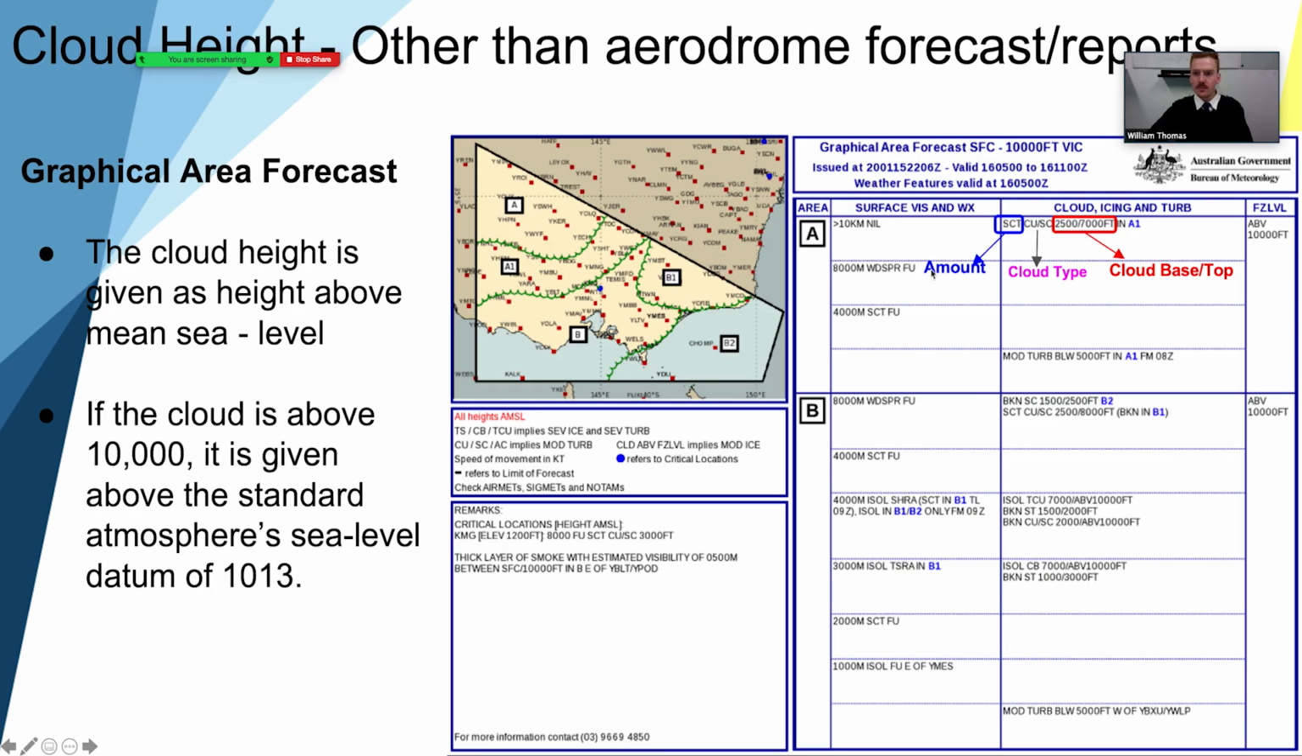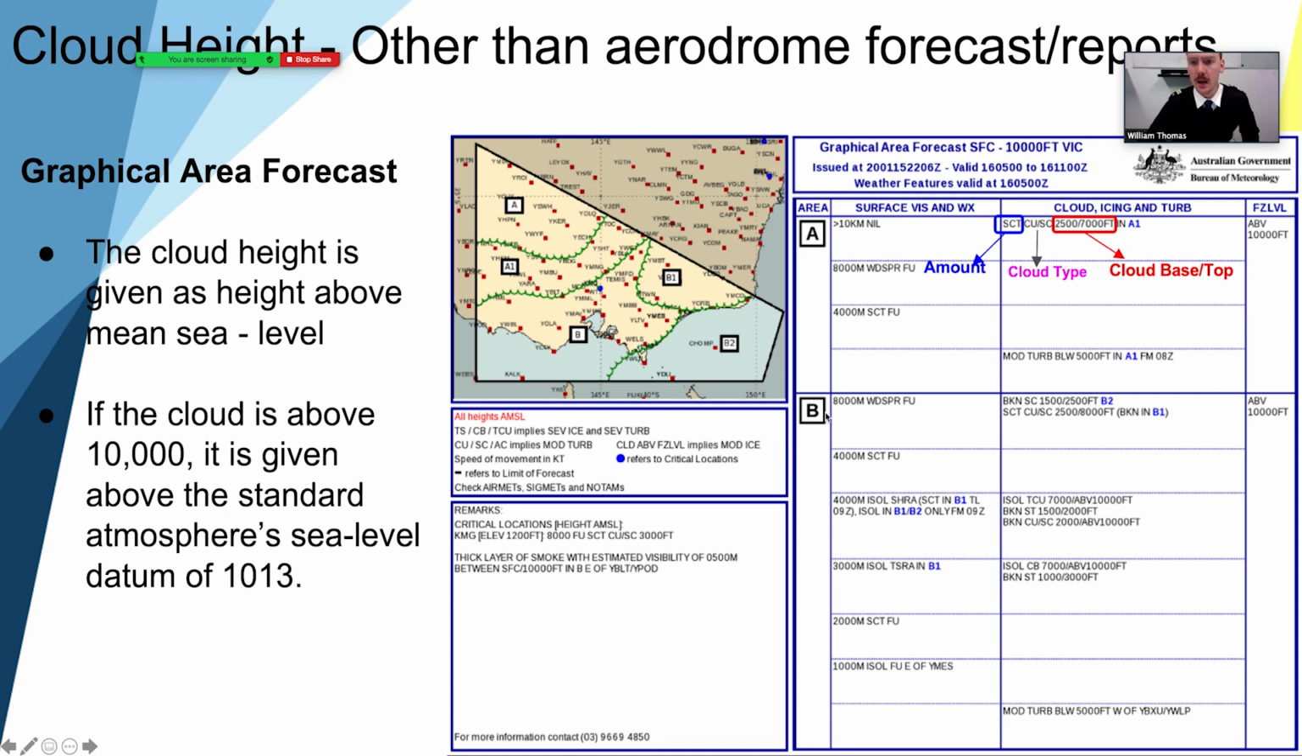All right, so here's an example of area A. Surface visibility and weather greater than 10 kilometers, nil weather. Now cloud, icing and turbulence. So cloud, we've got scattered, which is 3 to 4/8 of the sky covered. The cloud type comes next. So this is cumulus/stratocumulus. Cloud base, 2,500 feet AMSL. Cloud tops, 7,000 feet in area A1. So this cloud is forecast to exist in area A1.